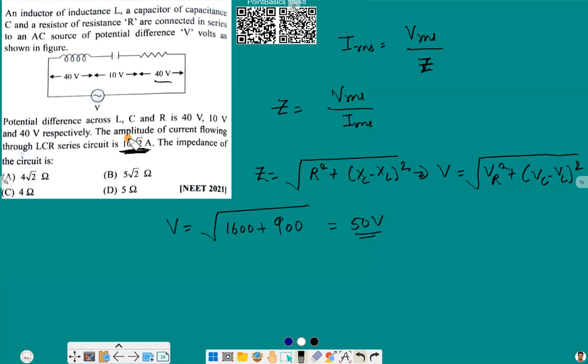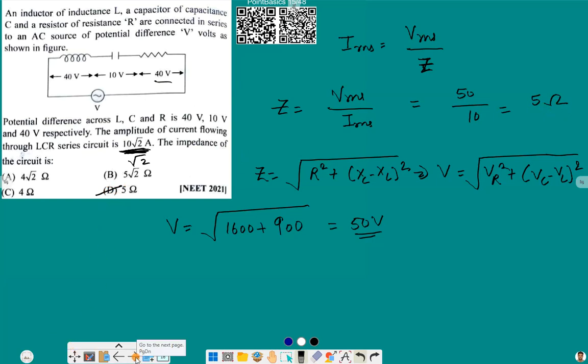And here we need to clearly read this statement, that amplitude of the current is given. So amplitude means the peak value of the current is given. It's not the RMS value of the current. RMS value will be the peak divided by root 2. This will be the RMS value. This is the amplitude or the peak value. So Vrms we have 50, and RMS value of the current will be 10 root 2 divided by root 2, that will be 10. So our impedance will be 5 ohm. That is option D.